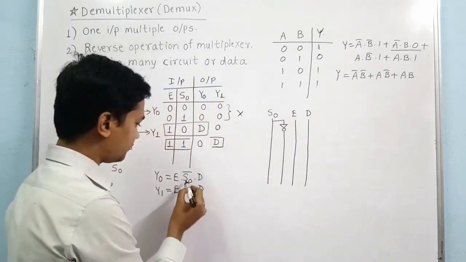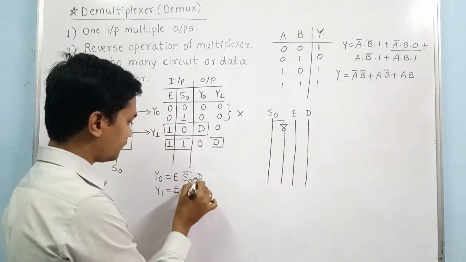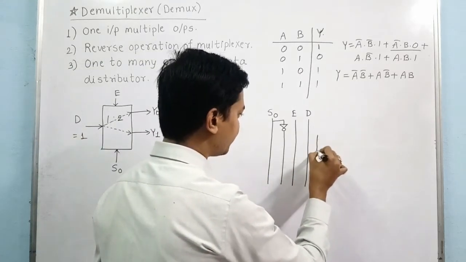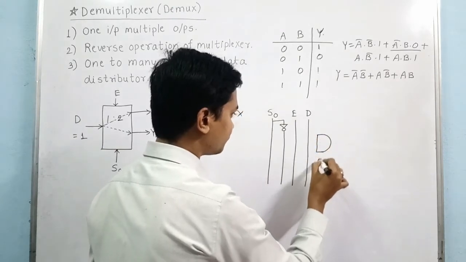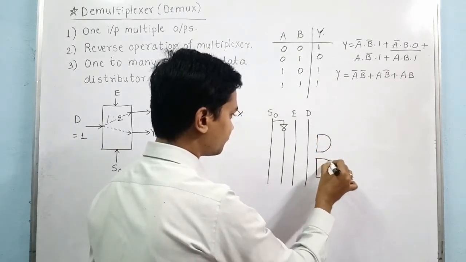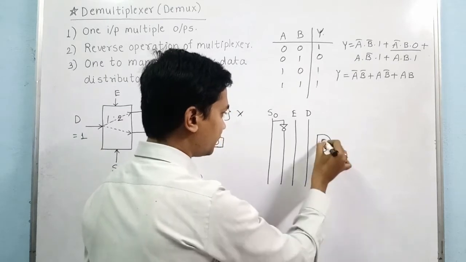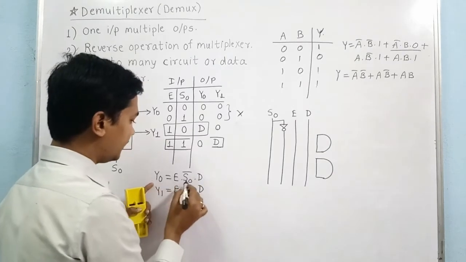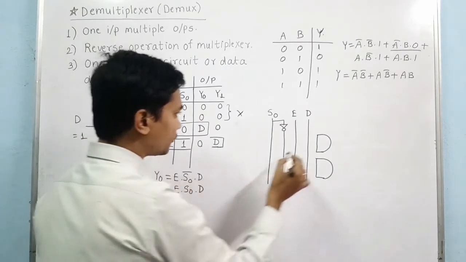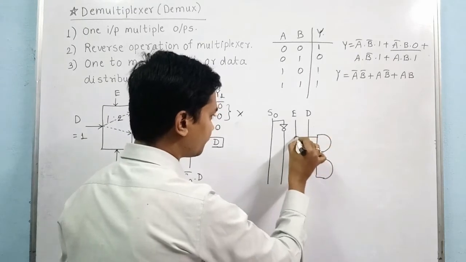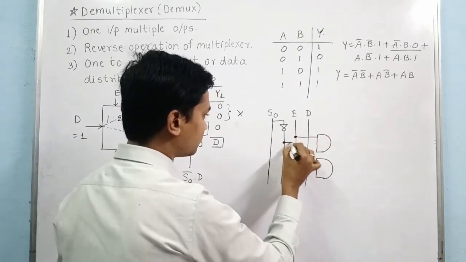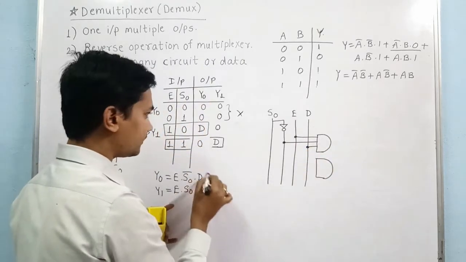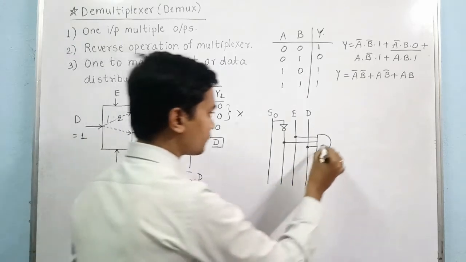After that, the enable and D lines. Now every output term has the ANDing operation, so here we have to draw AND gates. The first AND gate will give you the Y0 status, that is E into S0 bar into D. So by this product we will get Y0.